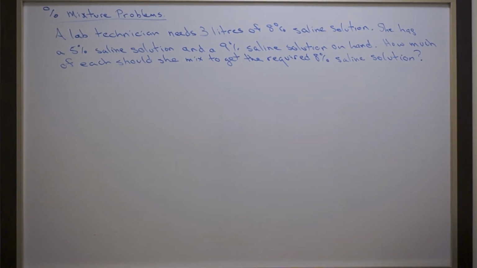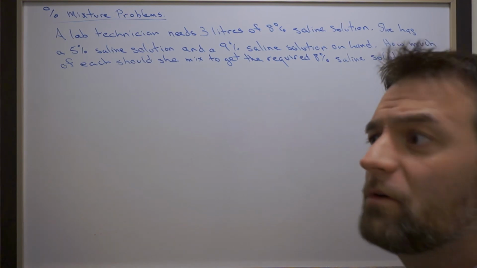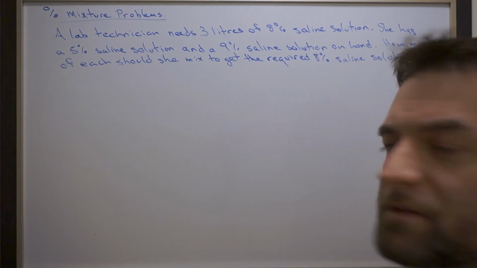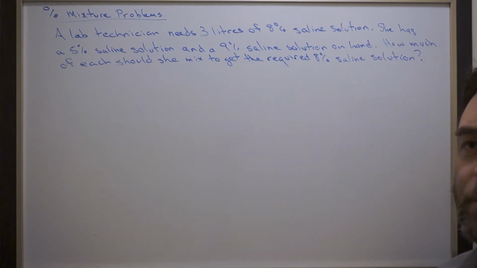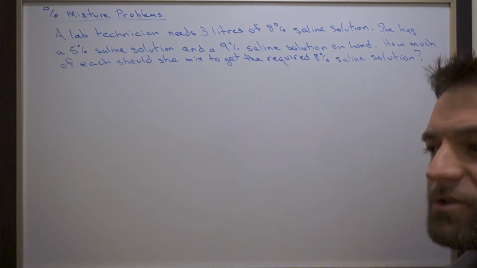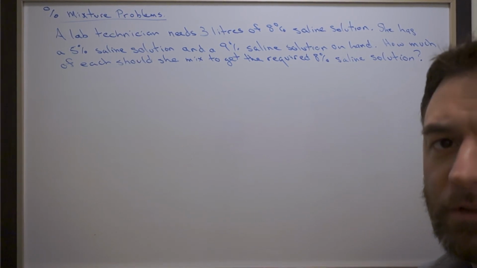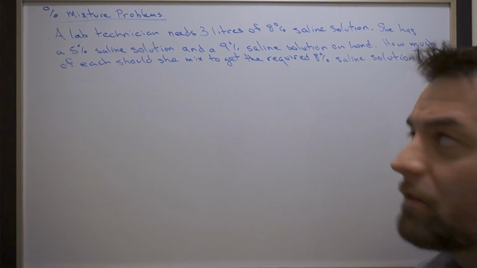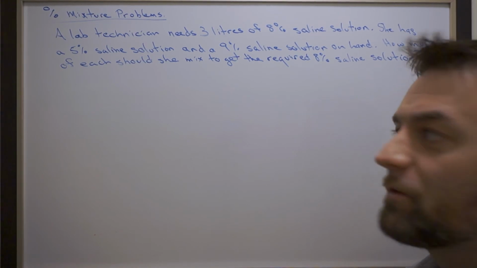Now for our last type of problem that we'll be working with, it's percent mixture problems. So we're mixing different chemicals or maybe ingredients at different proportions, and so we want to balance them out. In this case here, and this is often used in chemistry ideas, a lab tech needs 3 liters of an 8% saline solution. Saline solution means 8% salt, that's the saline, in water. So a saline solution is salt in water. So we need 3 liters of solution where 8% of that 3 liters is made up of salt.